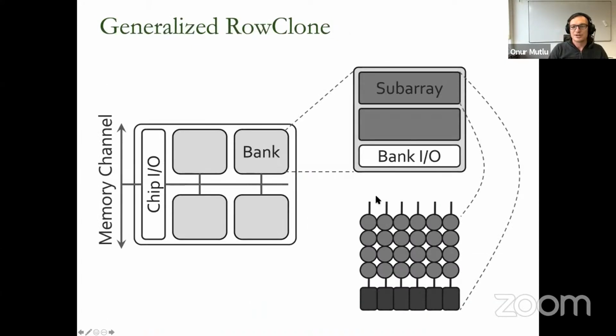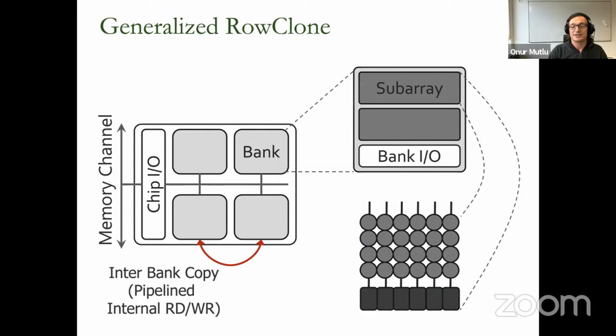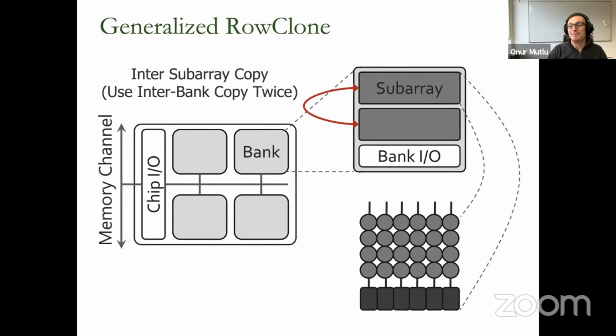Okay, so let me generalize it basically. If you want to do it inside the subarray, you have 2 consecutive activations. If you want to do it across different banks, you have the interbank copy mechanism that we described, pipelined internal read or write. Now the question becomes, what if you want to copy data from one subarray to another subarray within the same bank? This is the troublesome issue in the paper. Basically, there's no path that directly connects this subarray to this subarray. They really don't share the sense amplifiers, and they do share the bank IO, but that's just IO circuitry.